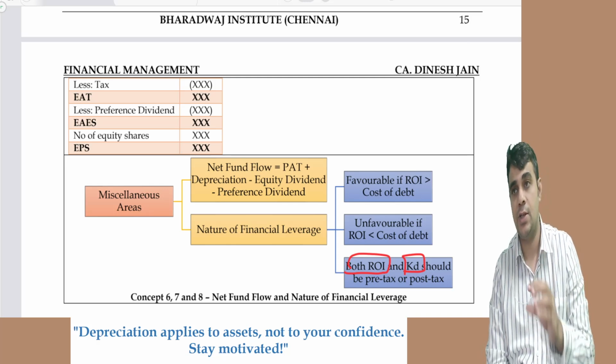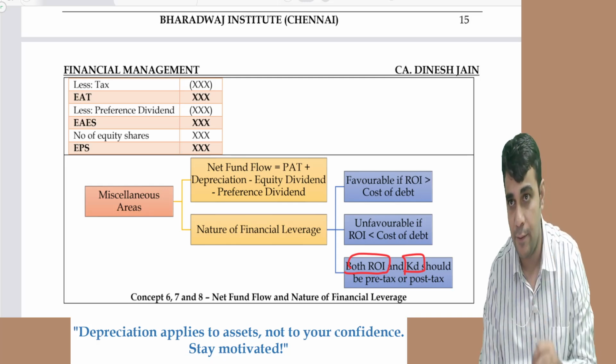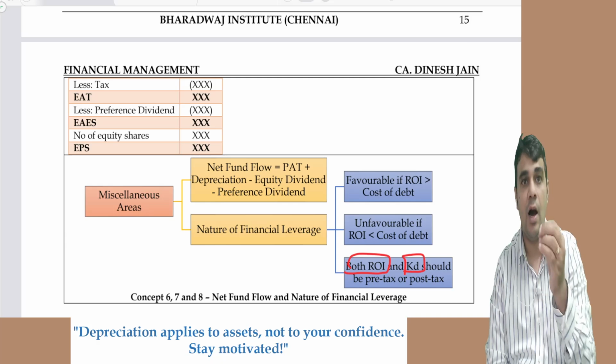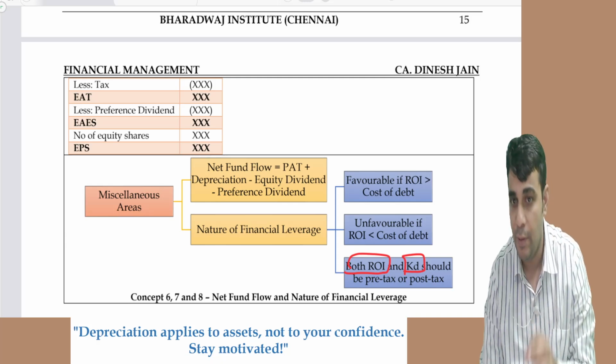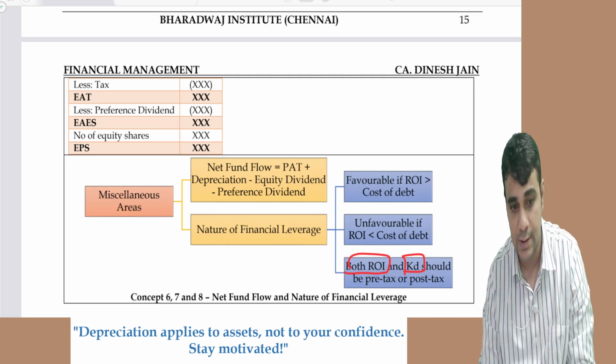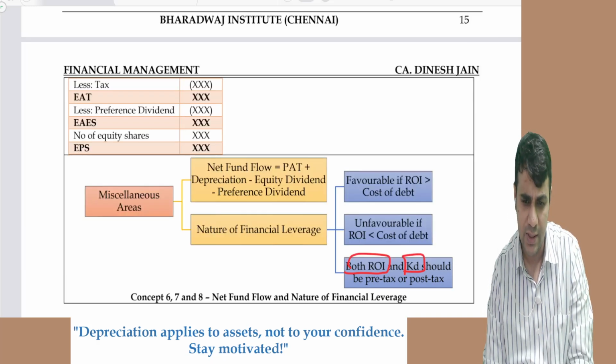Nature of financial leverage, we have two natures: favorable and unfavorable, depending on ROI and cost of debt. ROI greater than cost of debt, favorable. ROI less than cost of debt, unfavorable. Both ROI and cost of debt should be either pre-tax or post-tax. Clear? Any doubts on this? With this the chapter gets over.